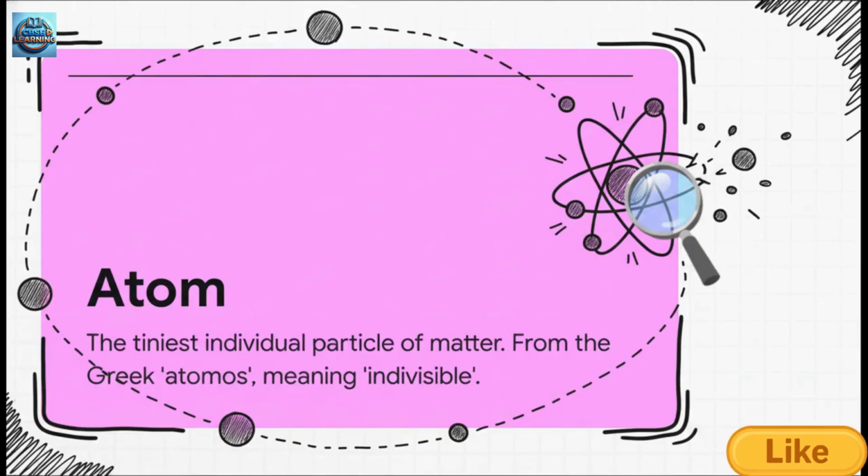So, the atom. This is the tiniest individual piece of matter you can get. And the name is actually super cool. It comes from this ancient Greek word, atomos, which literally means uncuttable. They thought you just couldn't slice it any smaller. For thousands of years, people believed this was it. This was the end of the line, the smallest thing in the universe.